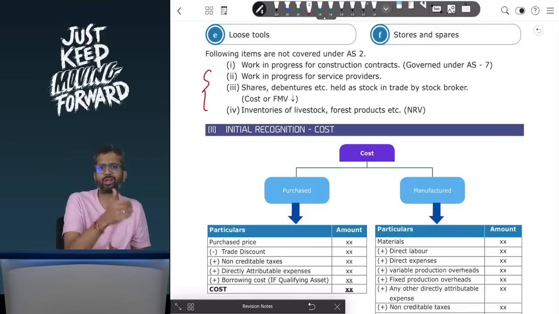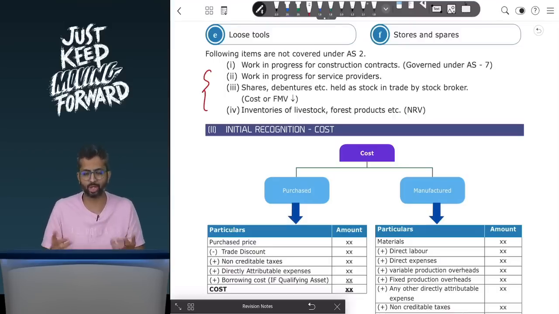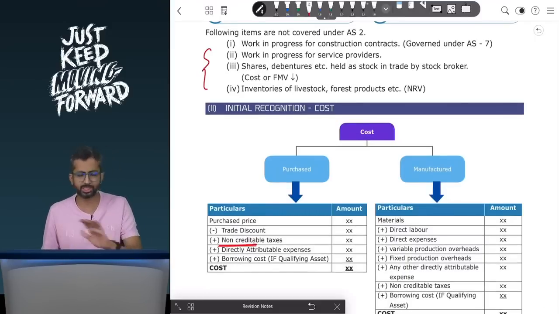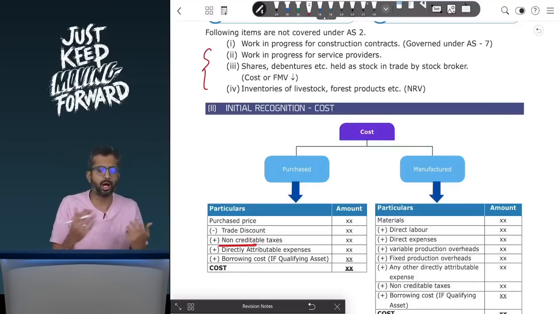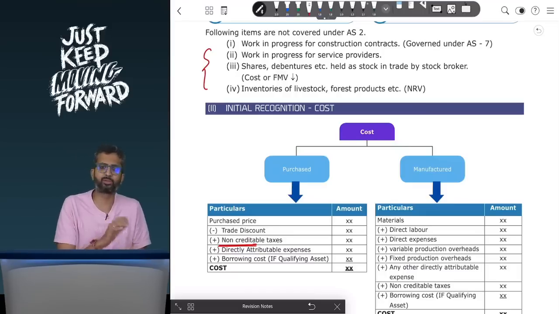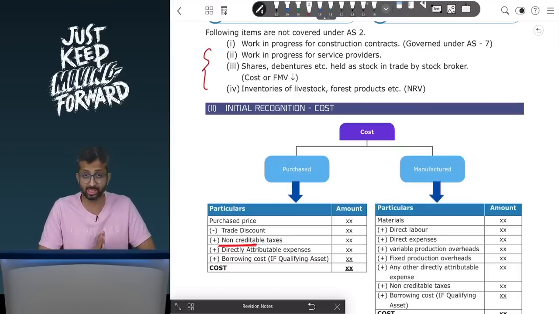So, when you look at the cost, initial recognition should happen at cost. For purchased inventory, that will include the purchase price plus the non-refundable taxes or non-creditable taxes. Refundable or creditable taxes are not cost for us, and hence they will not be included in the cost of the inventory. So purchase price minus trade discounts, if any, plus non-refundable, non-creditable taxes, plus directly attributable expenses to bring the inventory to the location and condition desired by the management. So if I'm importing inventory, then all of these import costs, transit, insurance, packing, unpacking, loading, unloading are directly attributable to getting the inventory to the location and condition desired by the management, and hence should be capitalized.